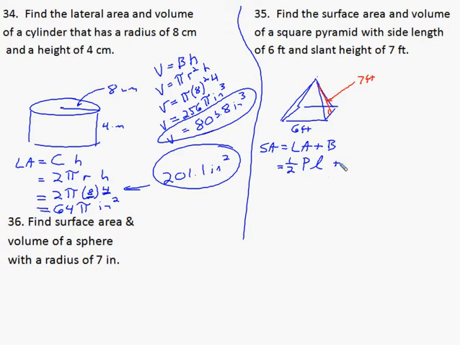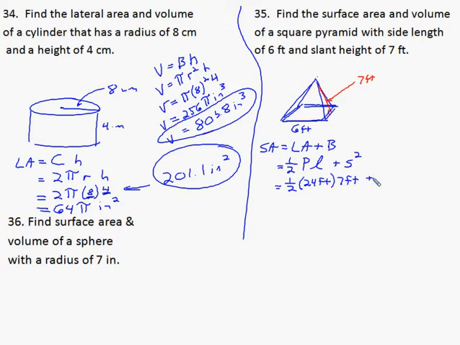Well, the base here is a square, so we know the area of the square is just side squared, or we write s squared. And now let's plug in here. We have 1/2. We need to find the perimeter of this. Well, we have a 6, a 6, a 6, and a 6. So we do 6 times 4 is 24 feet. Our slant height is 7. That was given to us, 7 feet. So that's our lateral area, that part there.